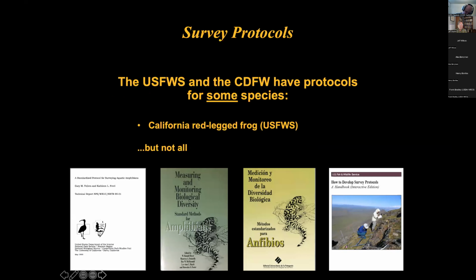They have them for some species. We're going to focus on red-legged frogs. But if they don't have it for the species you're looking for, you can use other kinds of protocols and modify them. You just need to get it approved. So there's one that Fellers and Friel did that's sort of a generalized, standardized aquatic amphibian survey protocol. There's one that was done by Hayer et al.